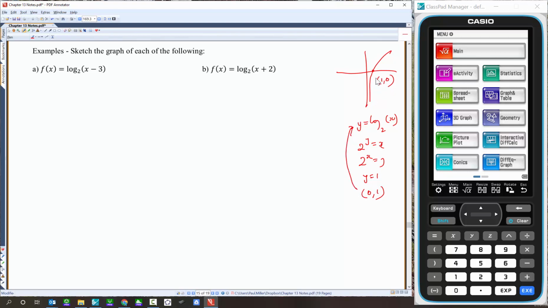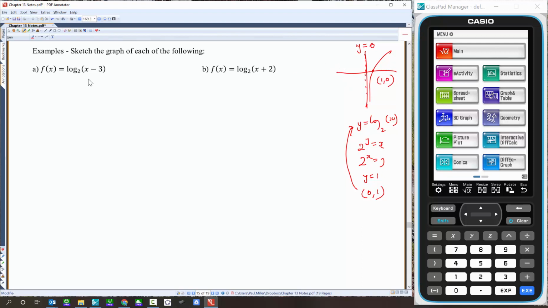So the log graph will have a y-intercept there. All right, so here's how we sketch logarithmic functions. Oh, and I forgot a really important point here. It has an asymptote at y equals 0, because the original function has an asymptote at x equals 0. So what happens when you swap x and y is the asymptote also changes.